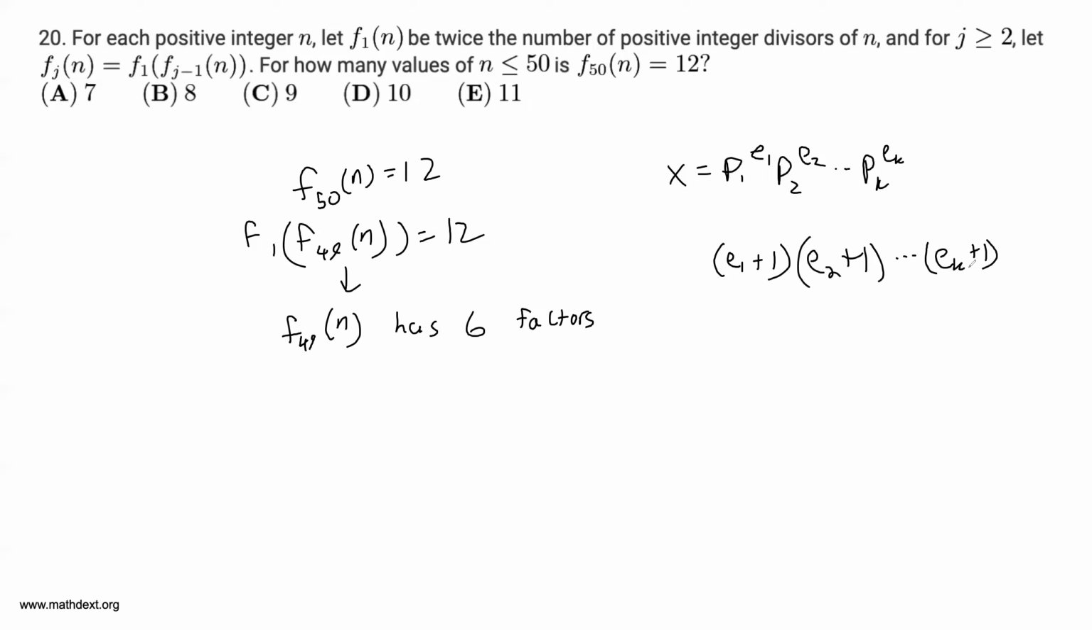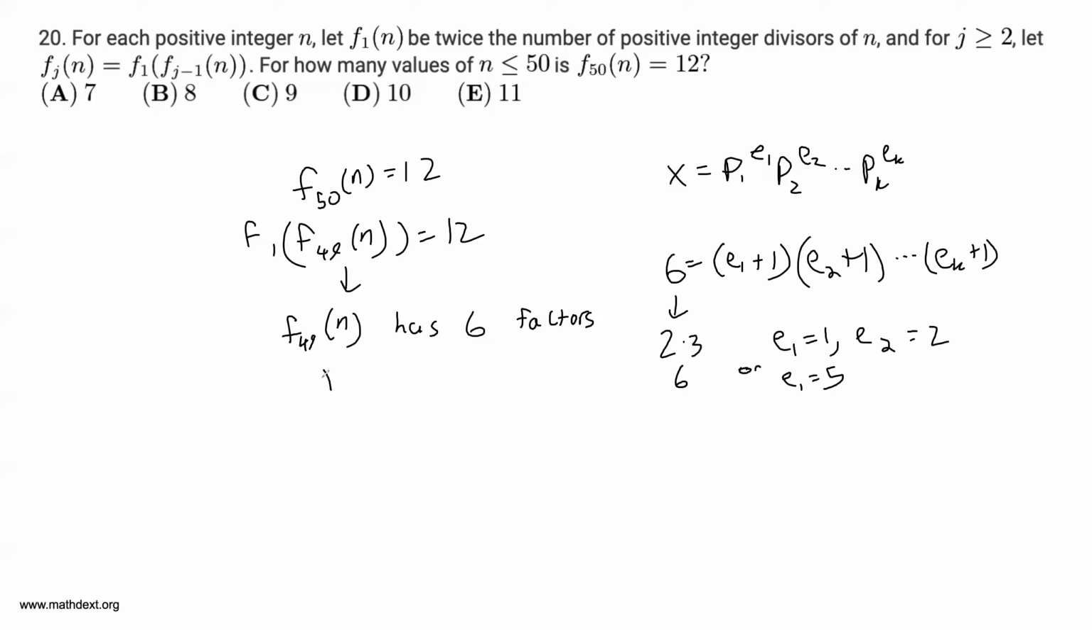So if f49 of n has 6 factors, then we must have 6 equal to this product. Since each exponent is a positive integer, each of these factors is at least 2, because each of the exponents is at least 1. Otherwise, it wouldn't be in the prime factors. So you can quickly realize that the only possible way for this to happen is for 6 to equal 2 times 3, or 6 to equal 6. In which case, e1 is 1 and e2 is 2 for the 2, 3 case, or e1 is 5 and there aren't any other exponents.